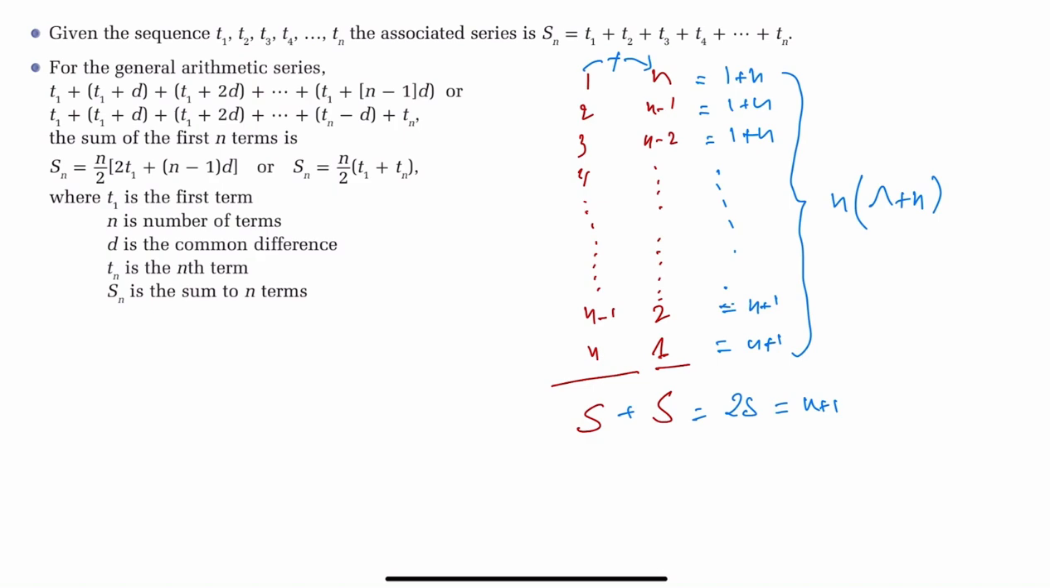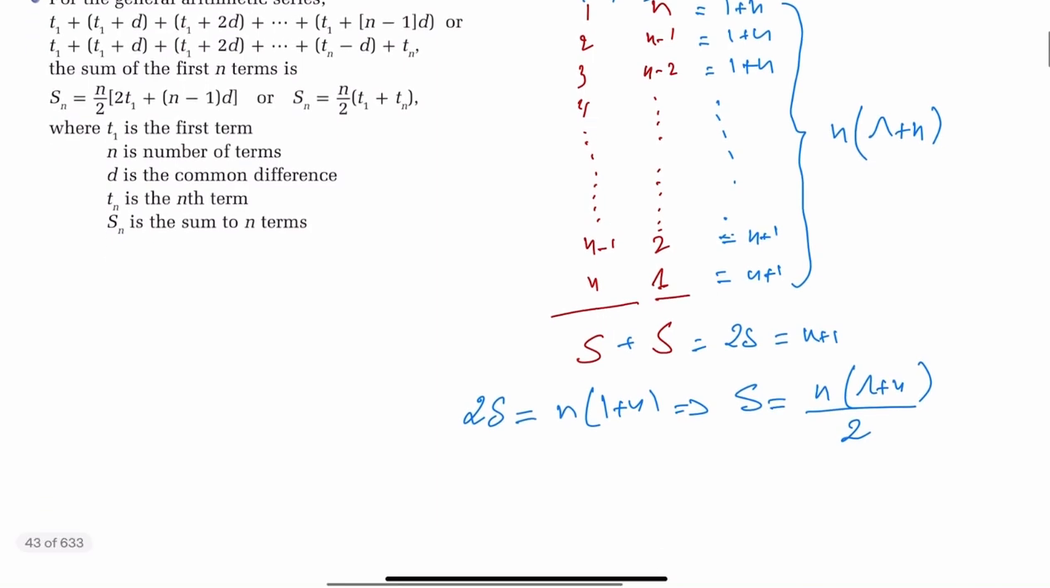So we can write our 2s is equal to n times 1 plus n, which means s is equal to n times 1 plus n divided by 2, which is the first term plus the last term divided by 2. Now we can write it as this.